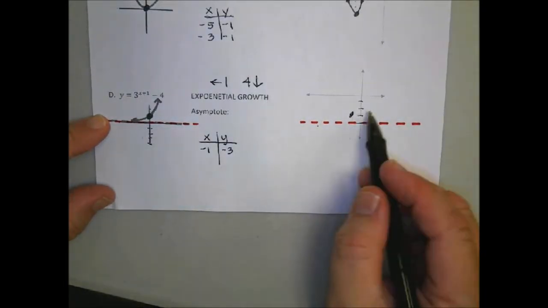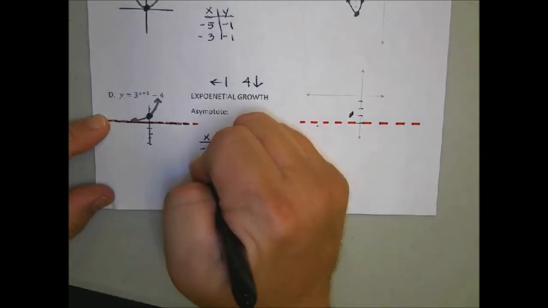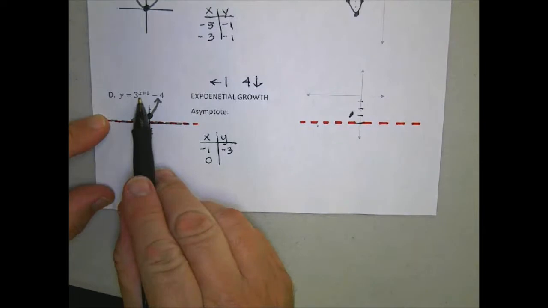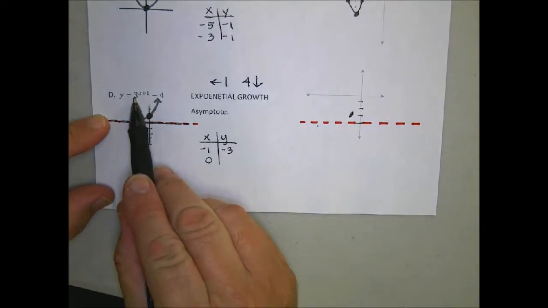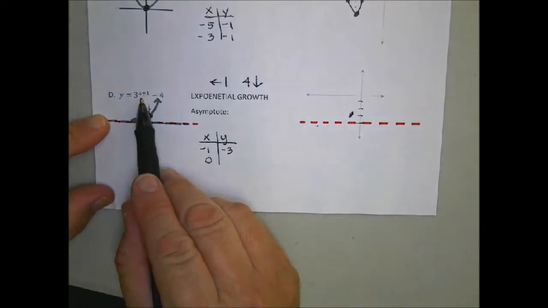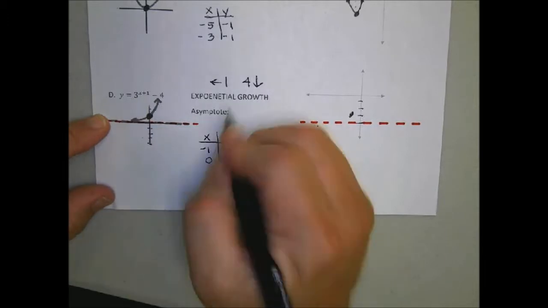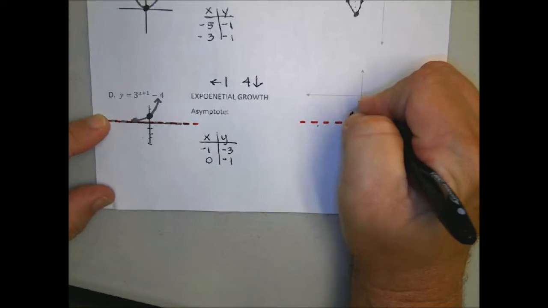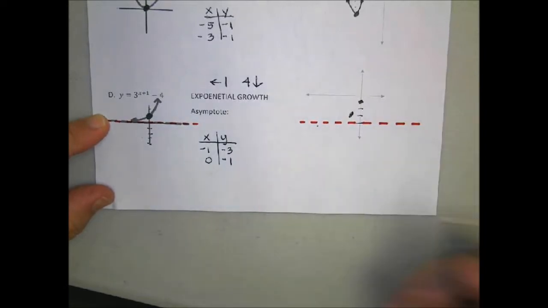Now, if you want to know maybe just one more point, why don't you plug in x equals 0? When you plug in x equals 0, 0 plus 1 is 1. 3 to the first power is 3, and then 3 minus 4 is negative 1. So we'd be at 0, negative 1. We'd be at about right here.